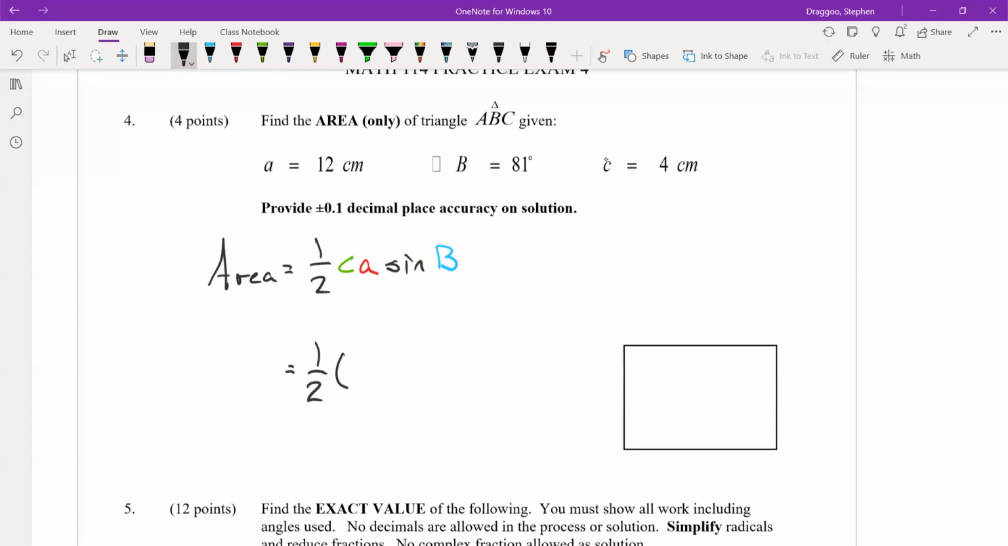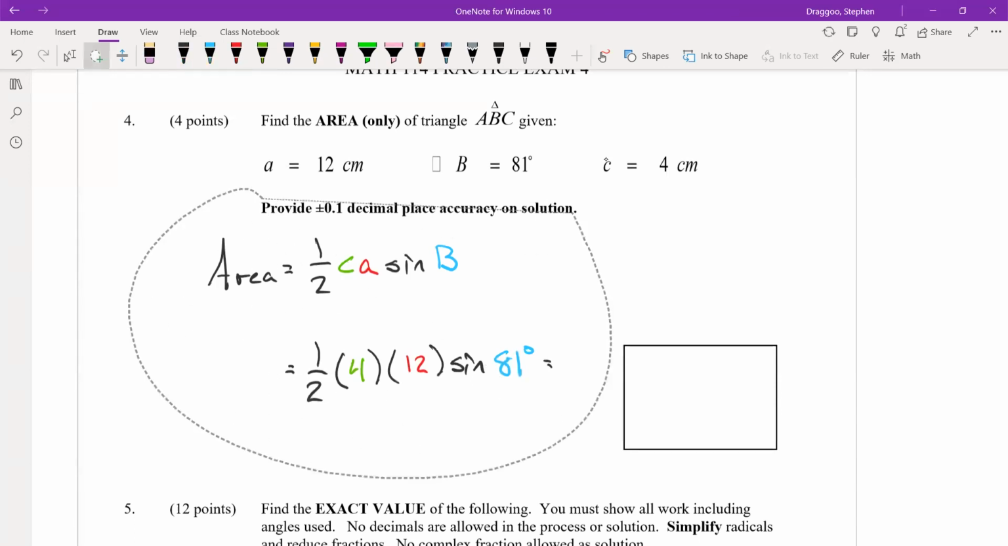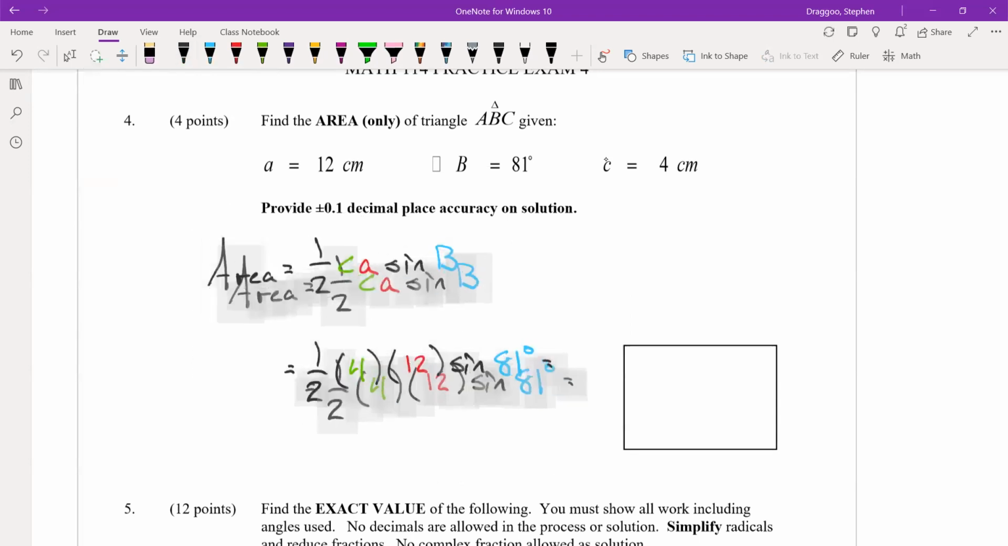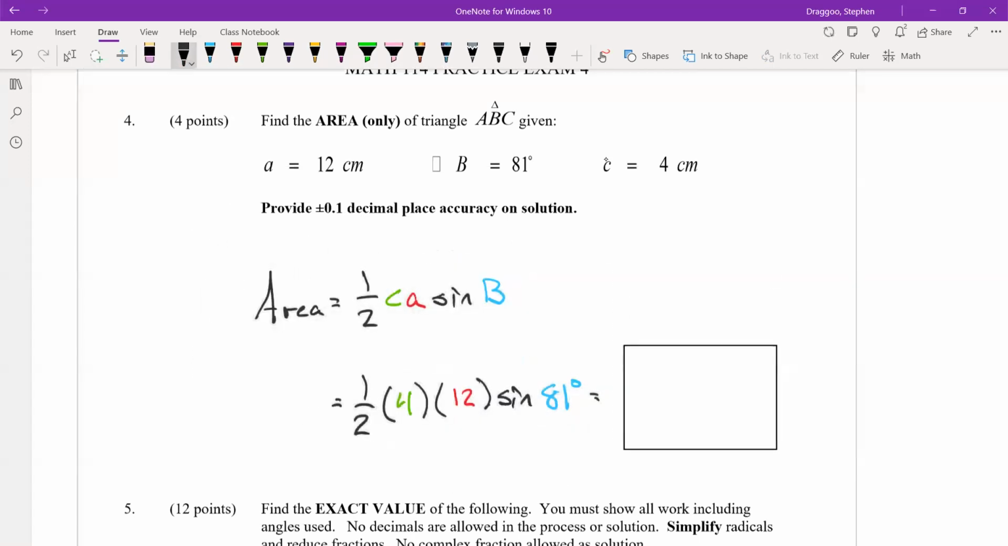1/2 of C was 4, A is 12, and angle B is 81 degrees. Plug it all in to get 23.7. That's square centimeters.